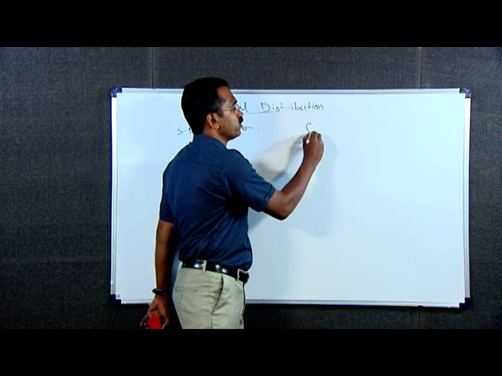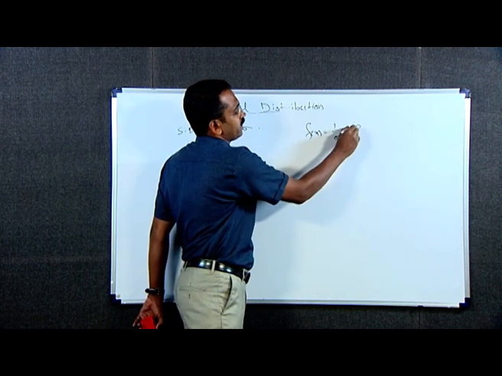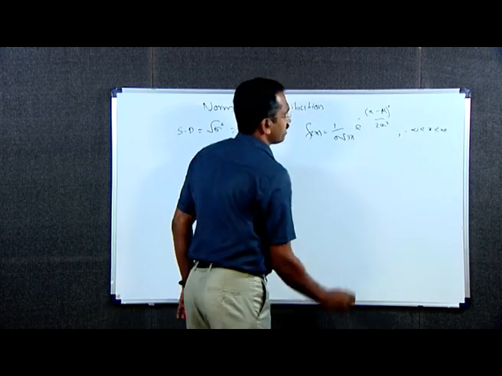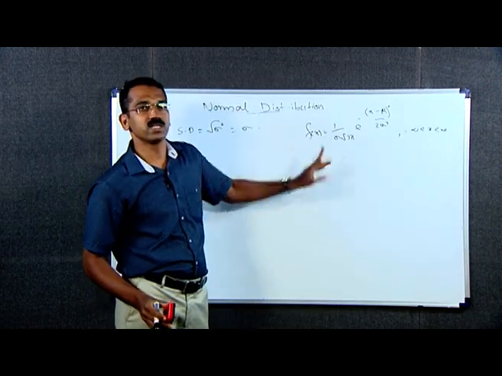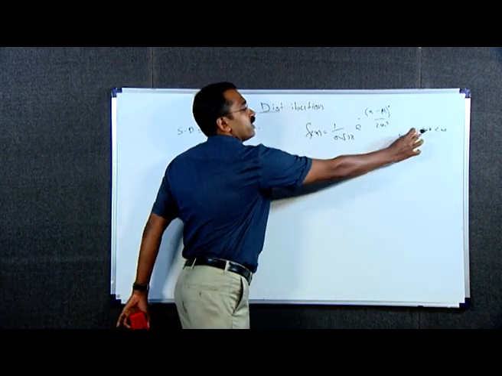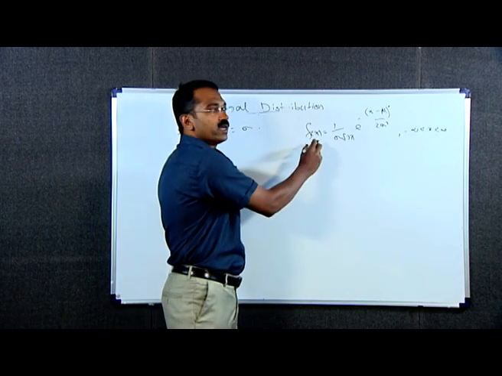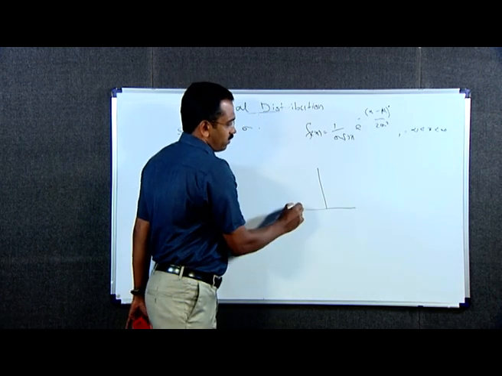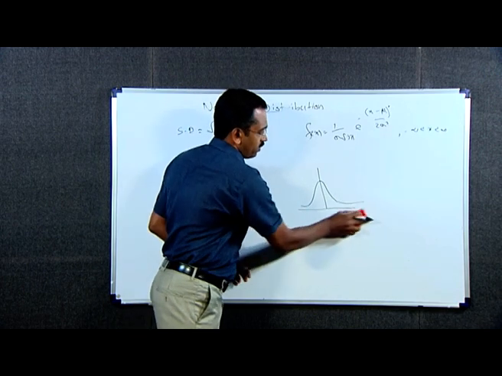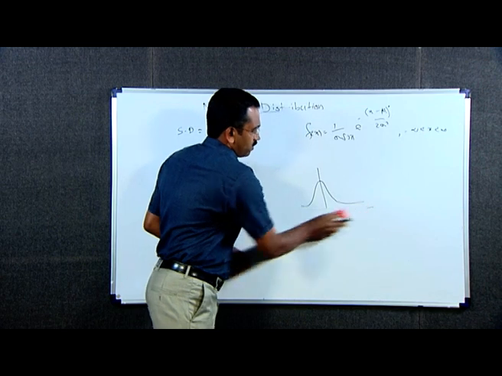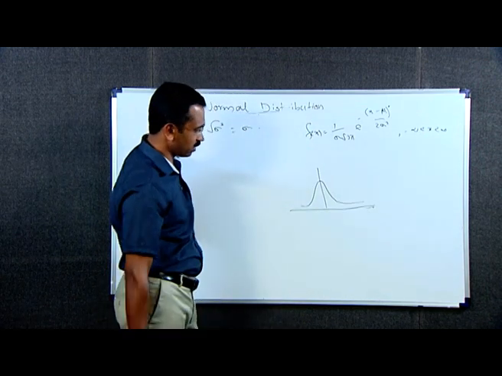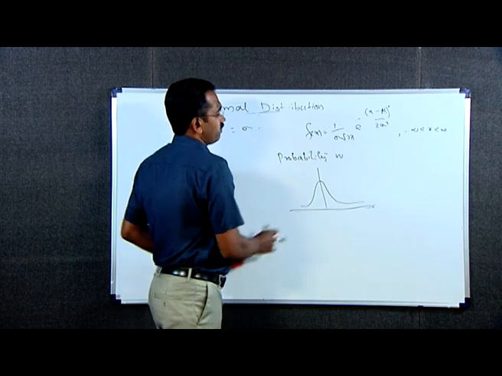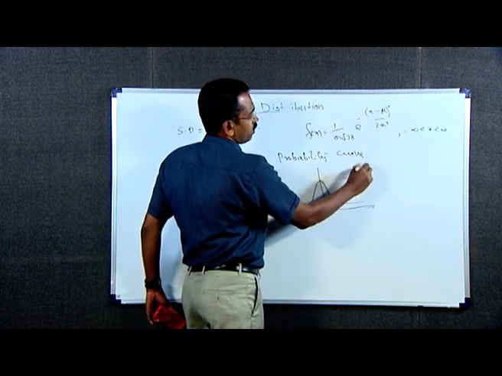Here f of x is equal to 1 by sigma into root of 2 pi e raised to minus of x minus mu the whole square divided by sigma square, for minus infinity less than x less than infinity. It is the probability density function of the normal distribution. Here x is continuous. Therefore, we can draw the corresponding graph of this function. That graph is known as the probability curve or the normal curve.